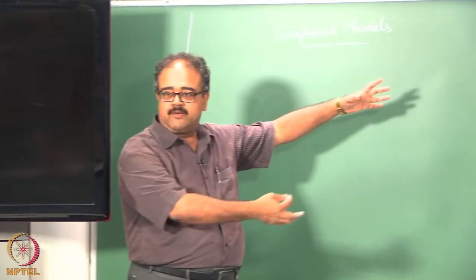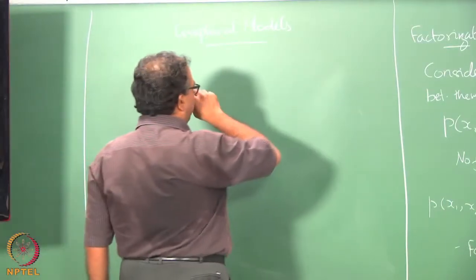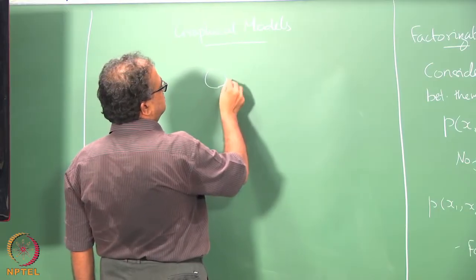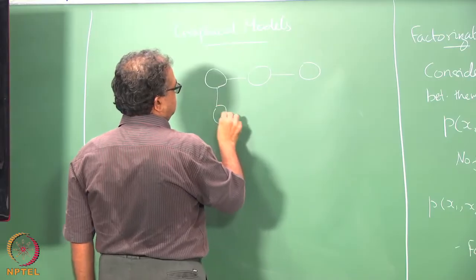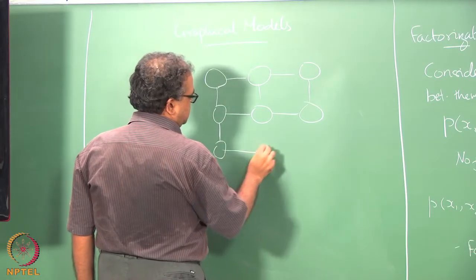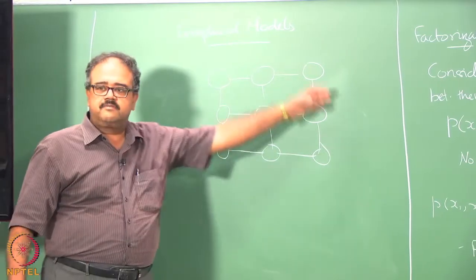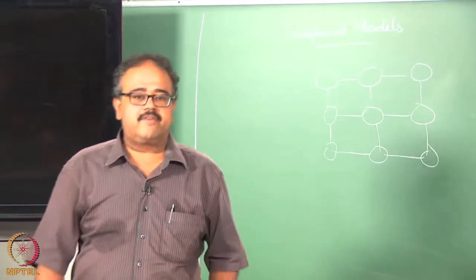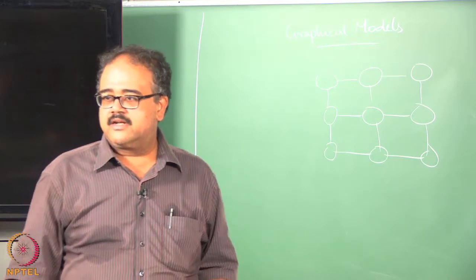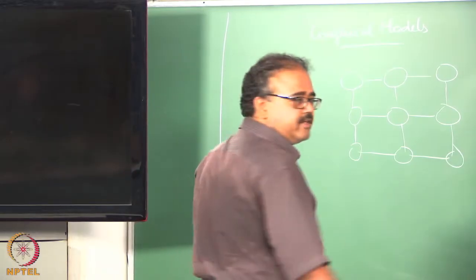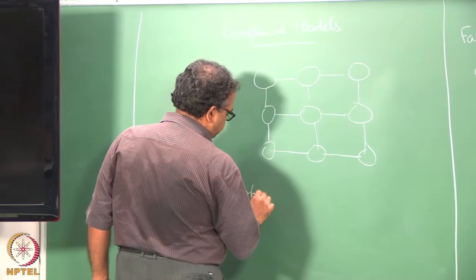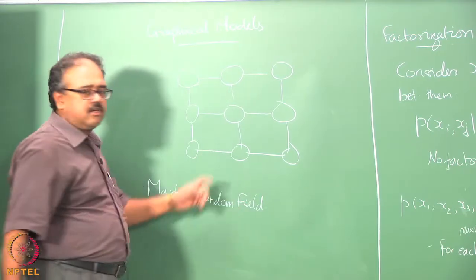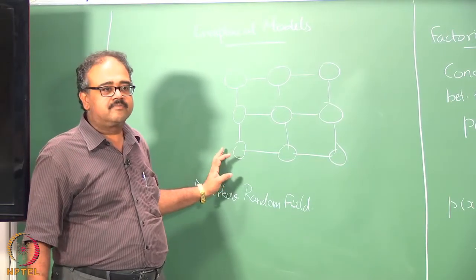Since all of us now understand undirected graphical models, I will start with a simple undirected graphical model, a simple lattice-like structure. Undirected graphical models are also sometimes called Markov random fields, just like directed graphical models are also called Bayesian networks. If you have heard of the term Markov random field somewhere, one of the most often used structures with Markov random fields is this kind of lattice structure.